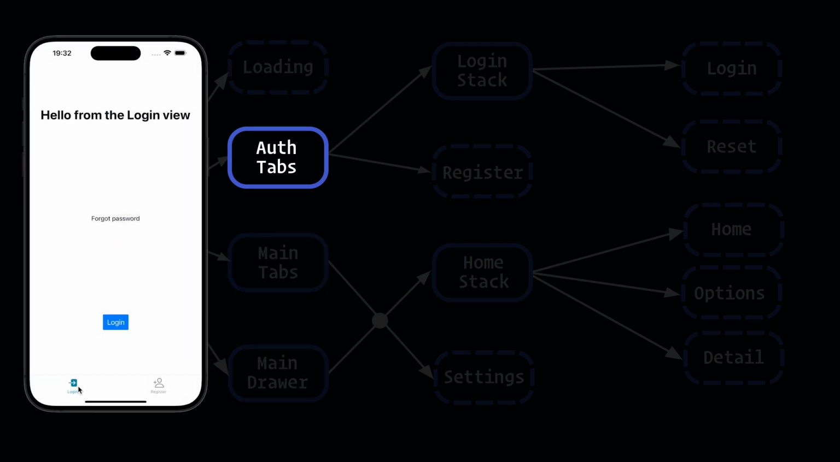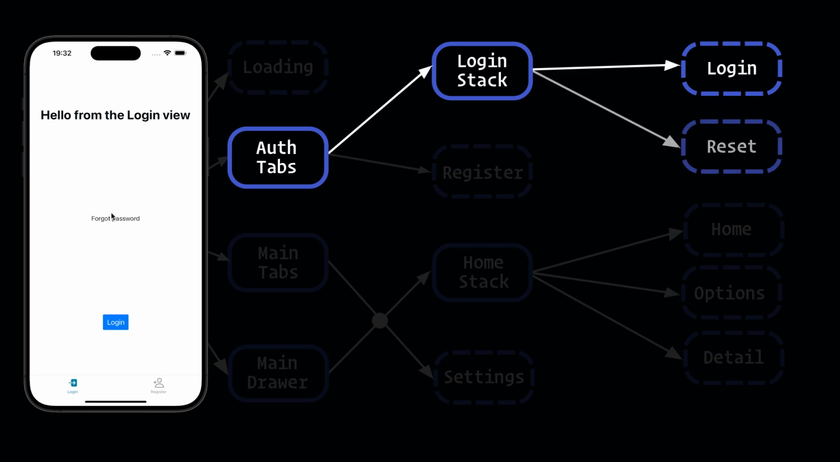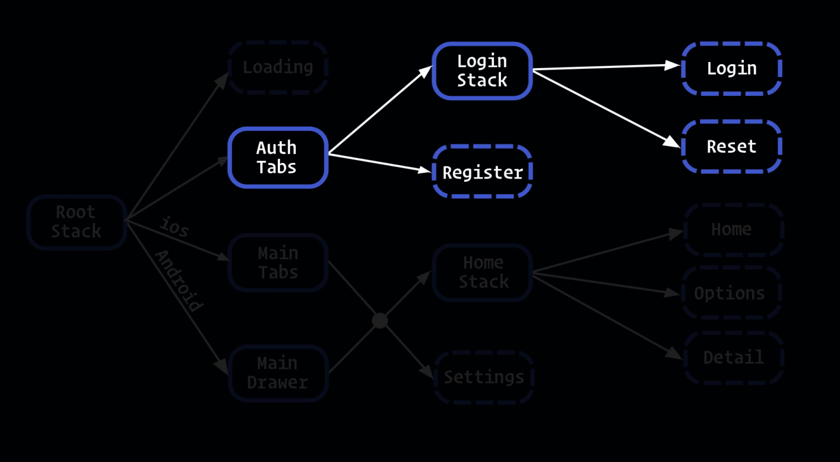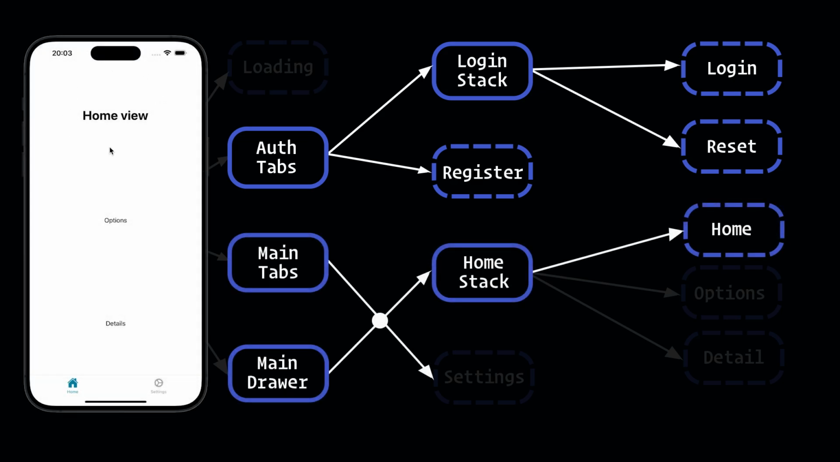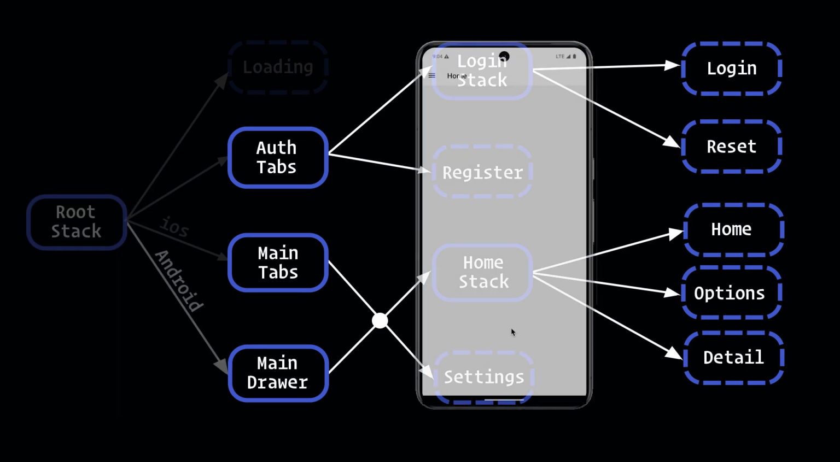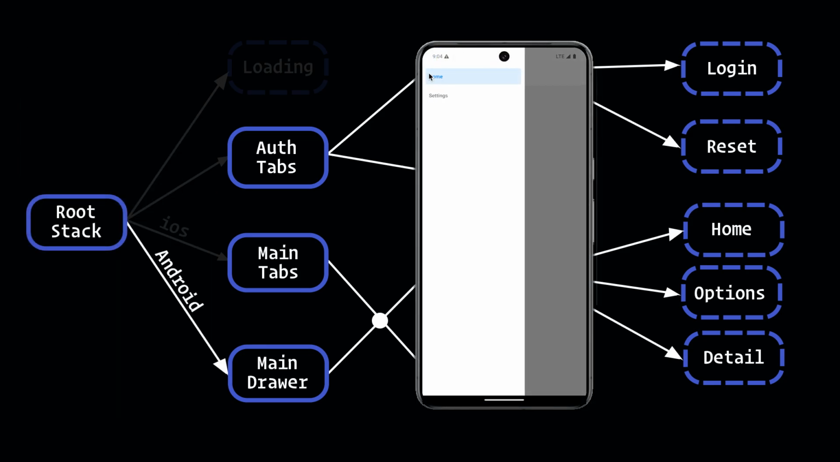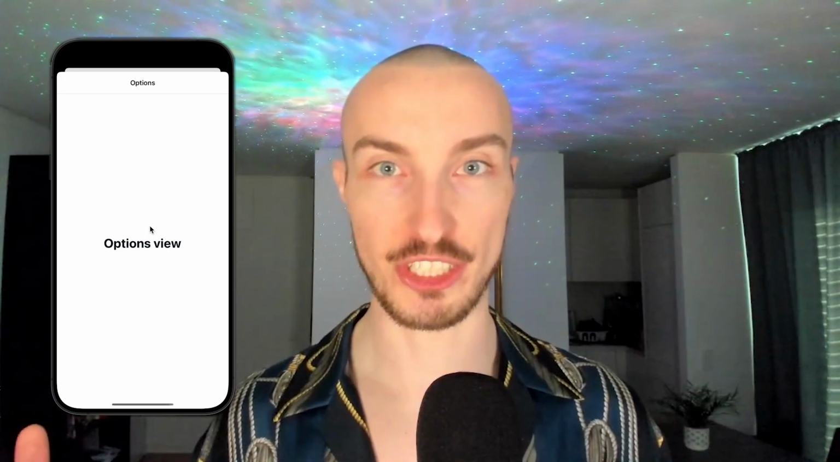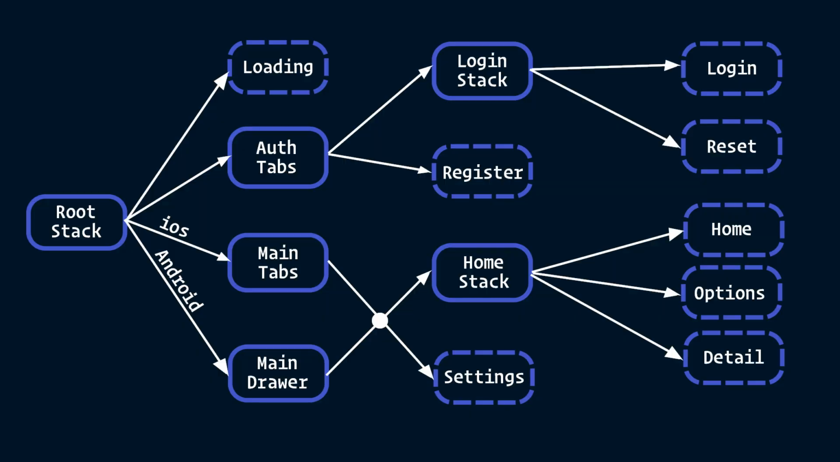The authentication screen will include a screen to log in, a screen to reset the password, and a screen to register. After logging in, you will have access to the main screens, which are the home screen, the options screen, the details screen, and the settings screen. On Android, you usually access the settings through a burger menu, while on iOS, it is more common to have a tabs layout. So you're going to use the respective platform-specific design dynamically. And on iOS, you're going to open the options screen using a modal transition.